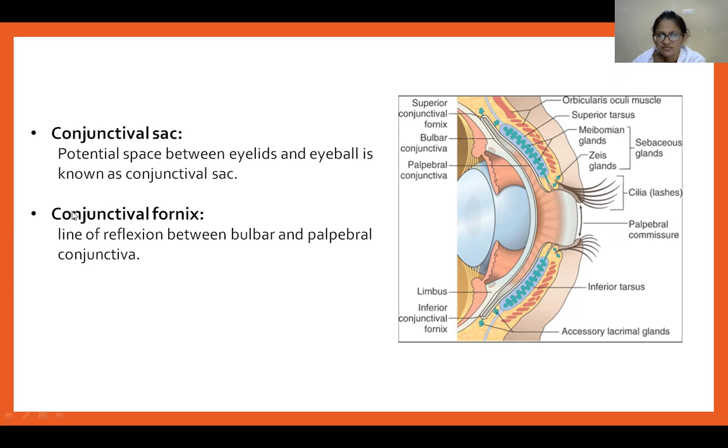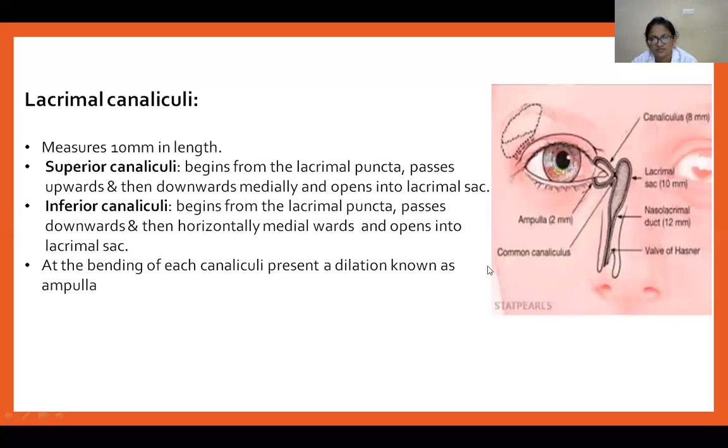Okay, next coming to the conjunctival fornix. The conjunctival fornix is the line of reflection between the bulbar and palpebral conjunctiva, where the bulbar conjunctiva reflects onto the palpebral conjunctiva. This is called the conjunctival fornix.